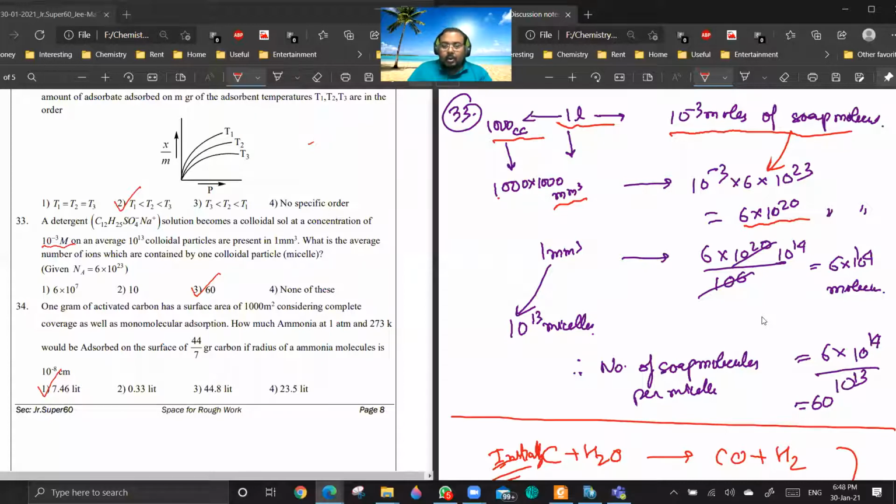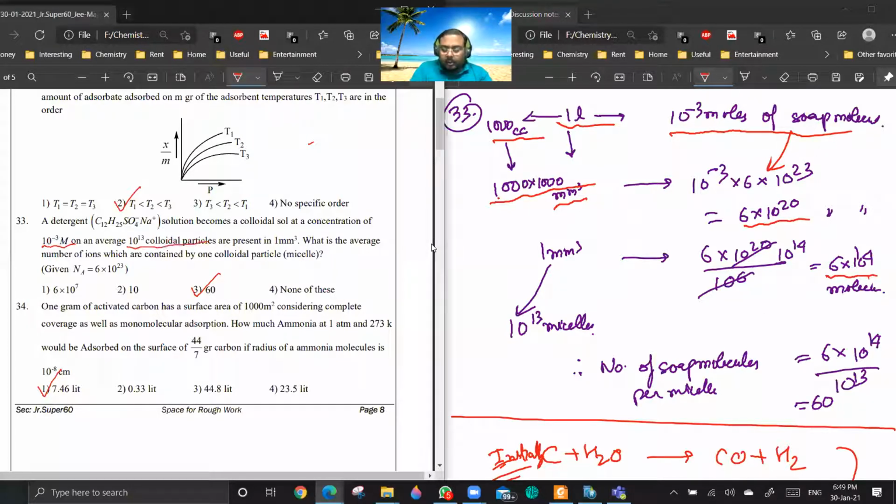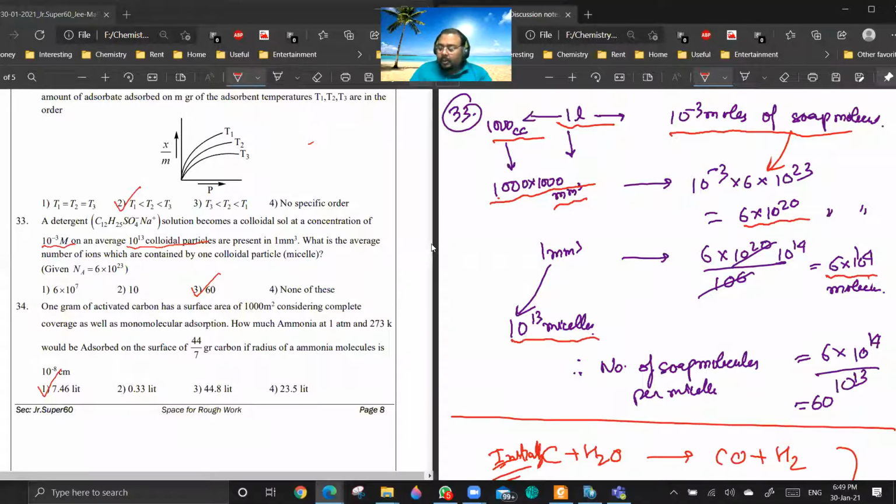Okay, now you see 10 power 6 millimeter cube has 6 into 10 power 20 soap molecules. So 1 millimeter cube will have how many soap molecules? 6 into 10 power 14. And it is saying that one micelle, one colloidal particle, is 10 power 13 per millimeter cube. So 1 millimeter cube has 10 power 13 micelles and 6 into 10 power 14 molecules.